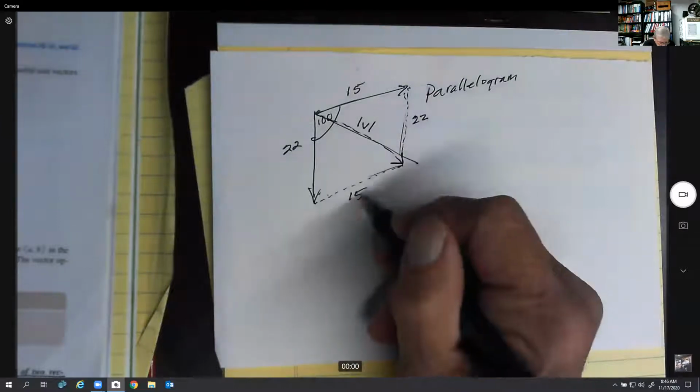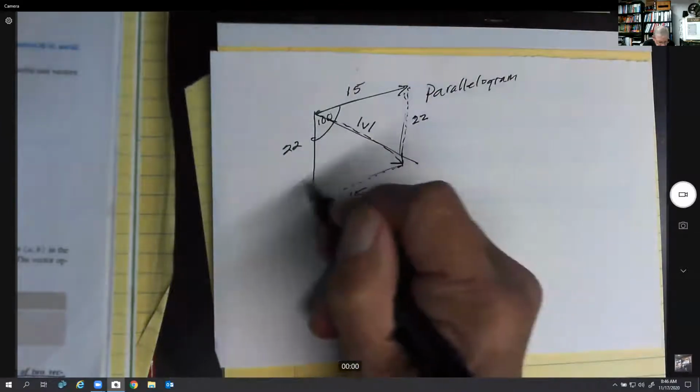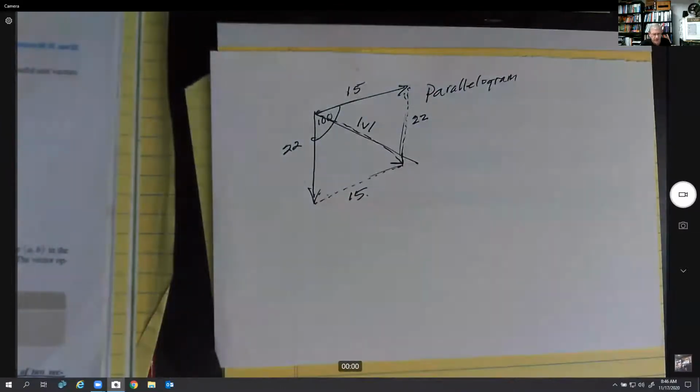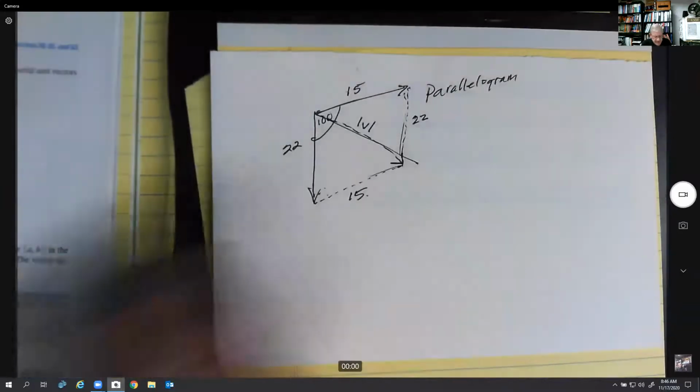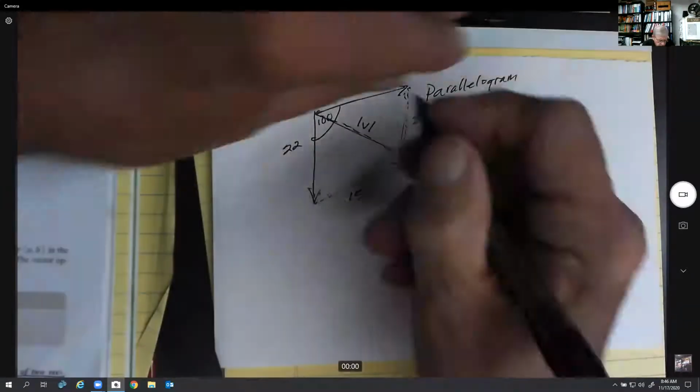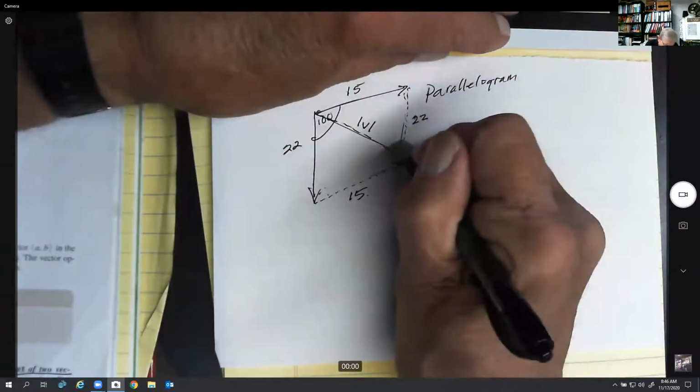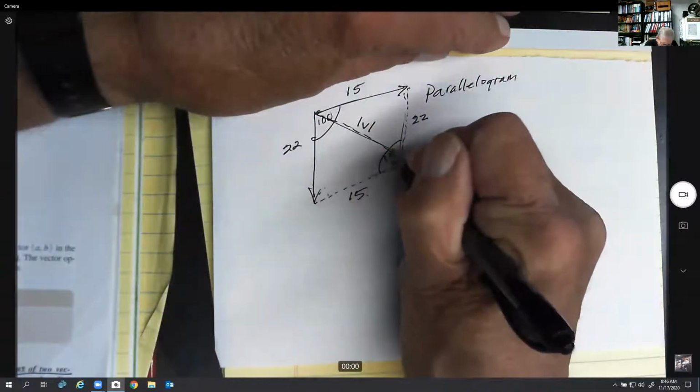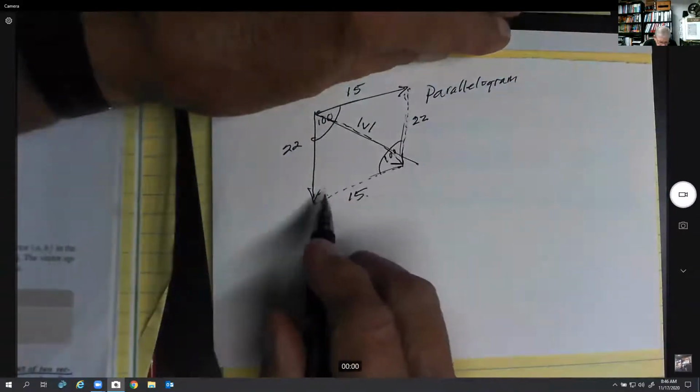To do this, if we knew these two sides and the angle between them, we could use the law of cosines, but we don't have this angle. So what we're going to do is project down, so this distance is also 100. So how can I find this angle?